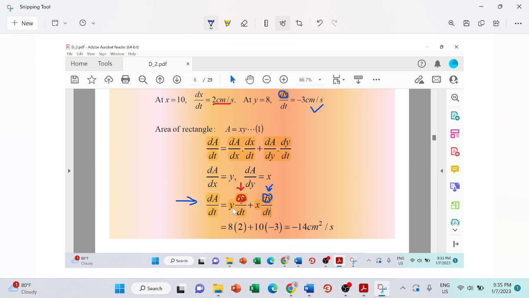Okay, so basically kita dapat y dx dt tambah dengan x dy dt. Okay. So yang warna merah ni tadi dx dt kita dapat 2. Dy dt kita dapat negatif 3. And then y dengan x tadi datang daripada sinilah. Okay. Y 8. Okay, x 10. Ni x 10. Sini x 10. Sini y 8.